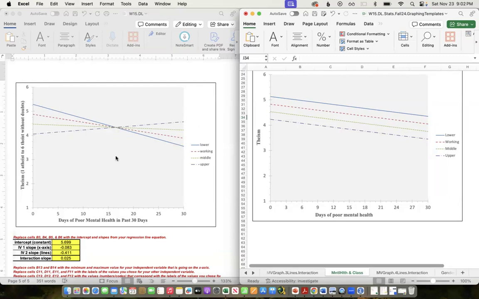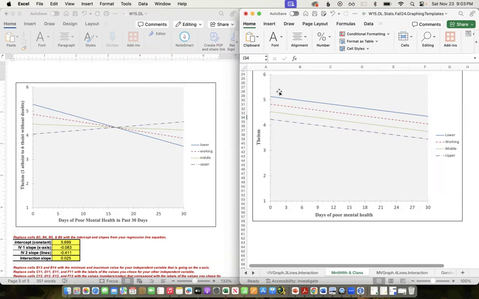Around 17 days of poor mental health or so, or 16 days, I don't know, these are all kind of the same in terms of their theism, regardless of class, because these slopes are different. And then we can see how it splits the other way. It starts with a gap, then it narrows as mental health gets worse, and once you get to folks whose mental health is poor almost every other day, they're about the same. Then the gap starts to widen again in the opposite direction.